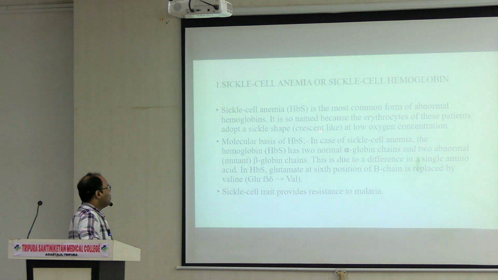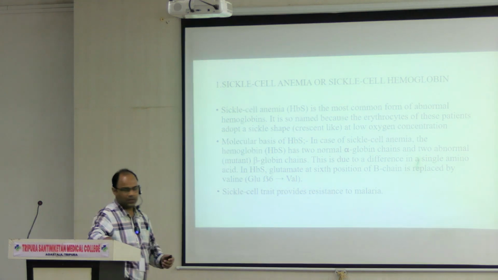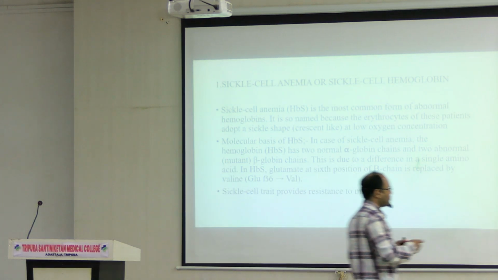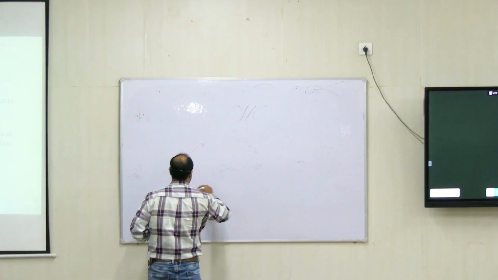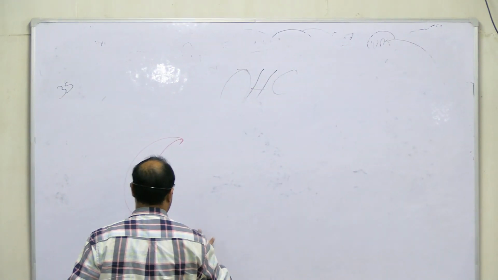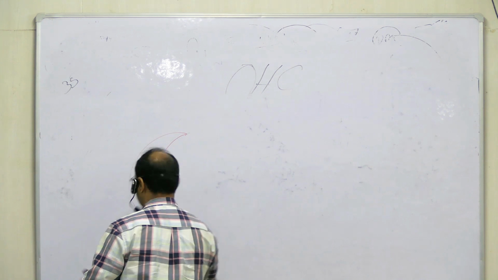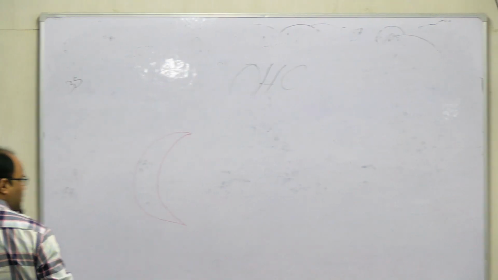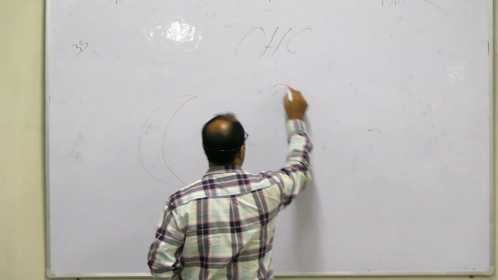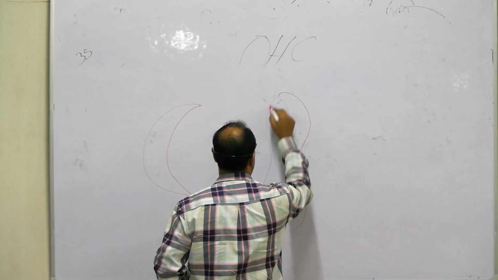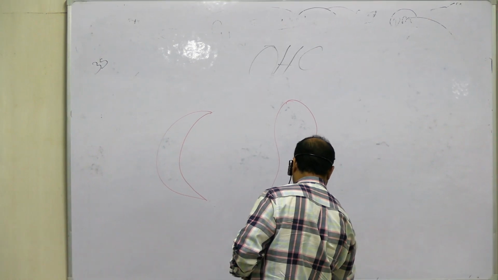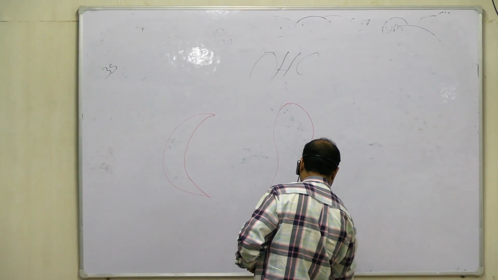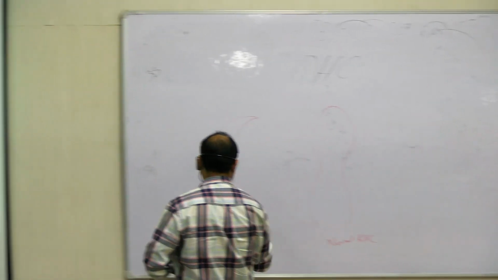So in low oxygen concentration, the RBC takes a shape like a crescent, a sickle. This is called crescent shape or sickle shape. Normally RBC is shaped like this, biconcave shape. Okay, this is normal. This is sickle.